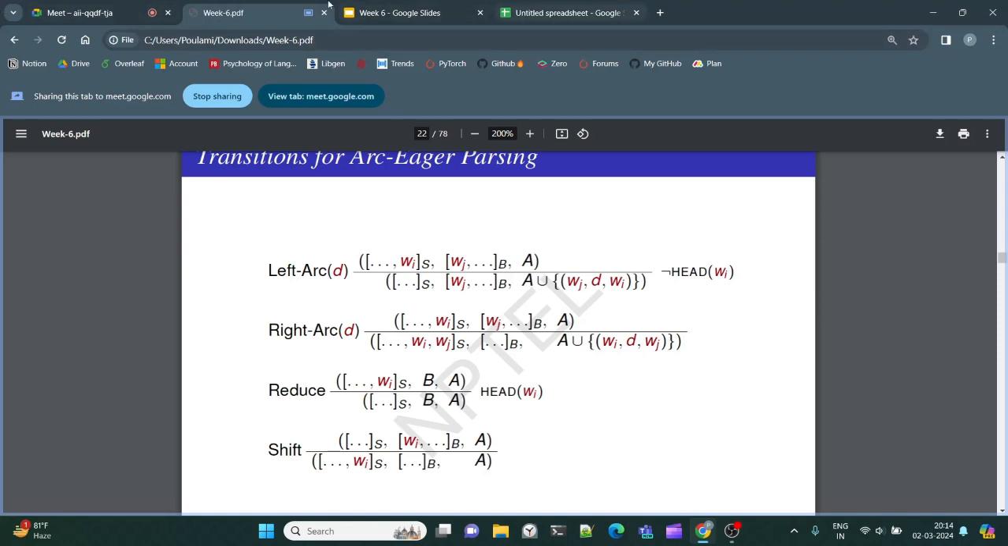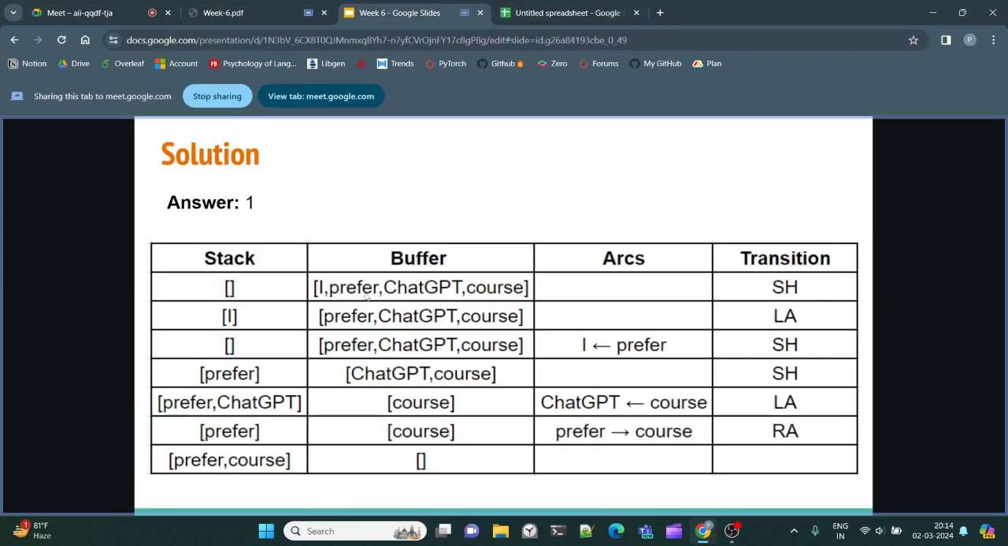If I go on to the slides again, you're asking about prefer, right? Prefer could not be dropped in this situation. ChatGPT could, however, be dropped because it is at the top of the stack. But for ChatGPT to be dropped, the transition that I take at this step should be either a left arc or a reduce. Here I've taken a left arc transition, so I was able to drop ChatGPT in the current step itself. Did that make sense?